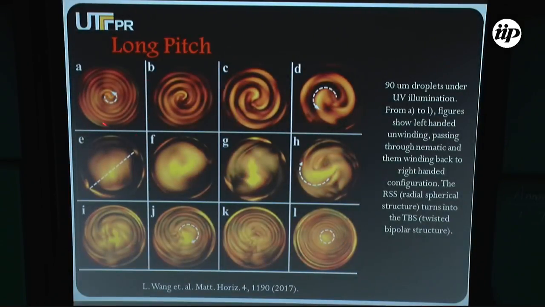So this cell was made on purpose so we can have a long pitch. We can see the lines here. And we shine light. We can see this very interesting dynamics here because it starts to unwind, and the droplet goes to very tight, many turns here. The pitch decreases, eventually becomes nematic, and then it starts winding to the other direction. And eventually you get different rotations to the other direction. This paper was just published end of last year.